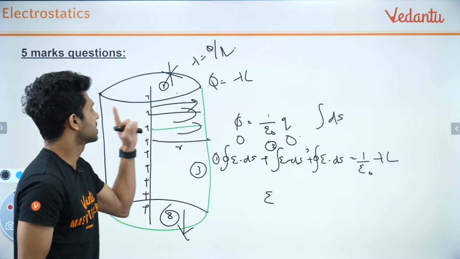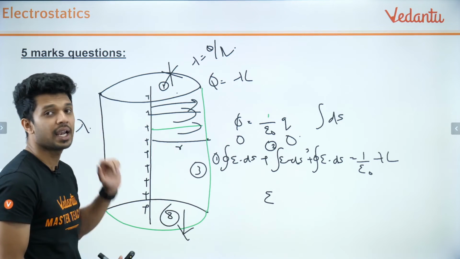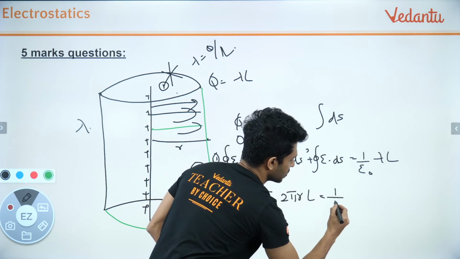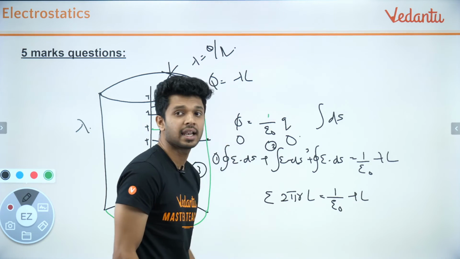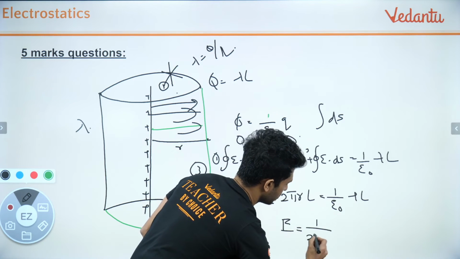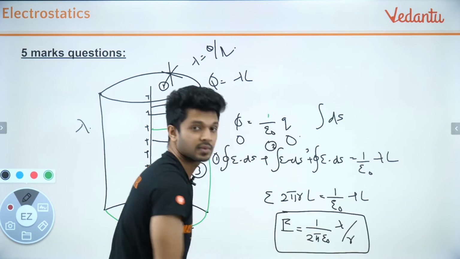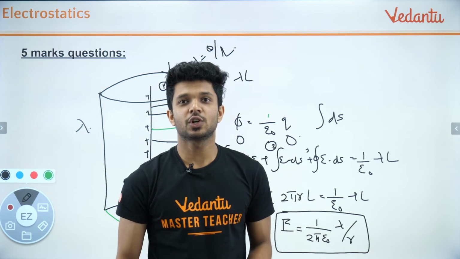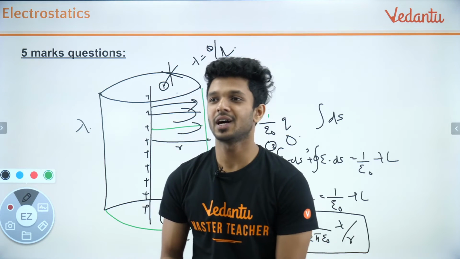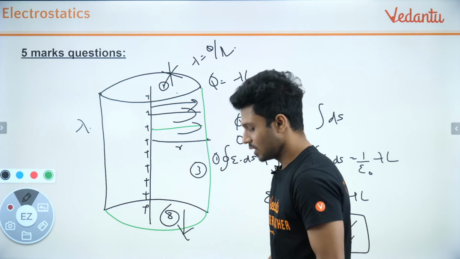What is the area of the surface? Area of the cylindrical surface is equal to 2 pi r into length, right? So 2 pi r into length is equal to 1 by epsilon 0 times lambda L. Now what do you have? Electric field E is equal to 1 by 2 pi epsilon 0 lambda divided by r. So have we proved it or not? Yes or no? All good? Understood? Very good. Okay, so let's move forward then.